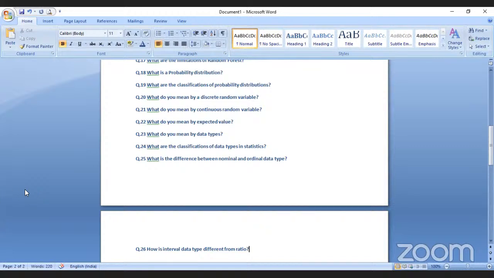Whereas ratio data type tells us about the order, the exact value between the units, and they also have absolute zero values. Some examples of ratio type of data are heights and weights of people, length of an object, and the distance covered by a vehicle. So these are some ratio kind of data type.